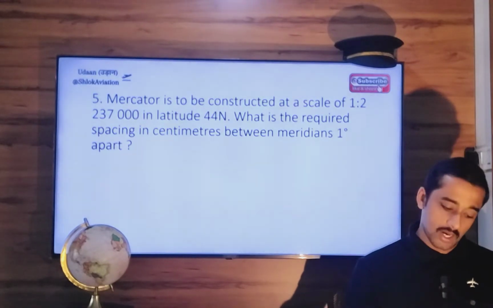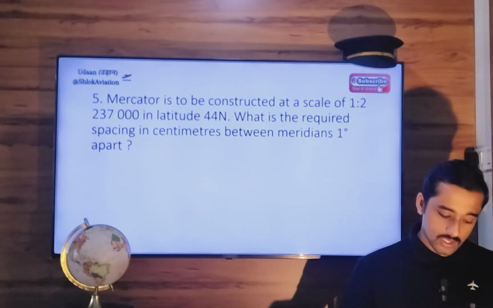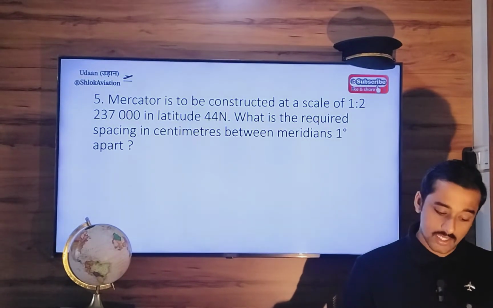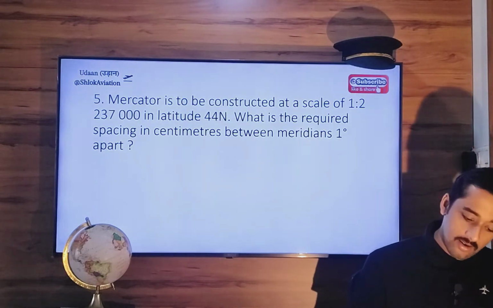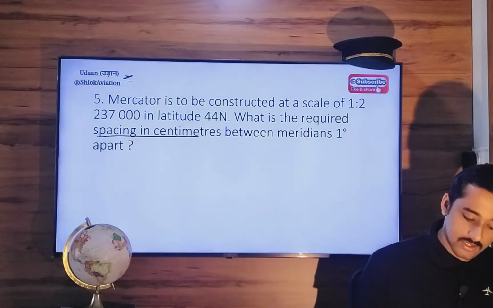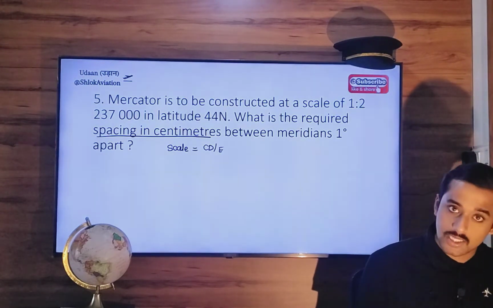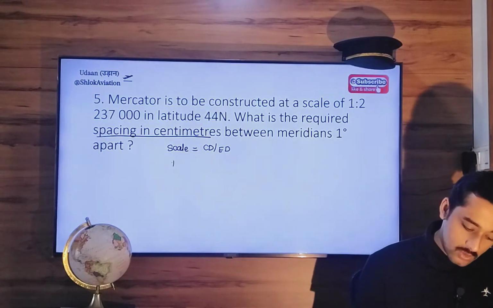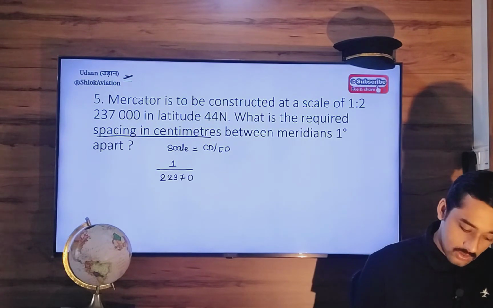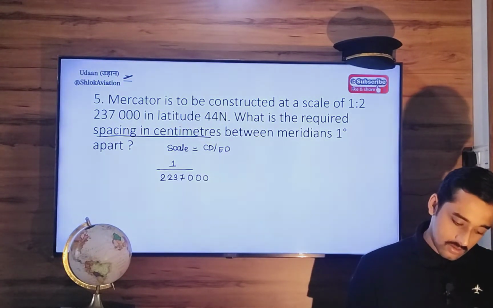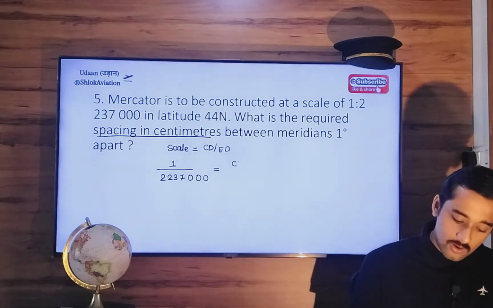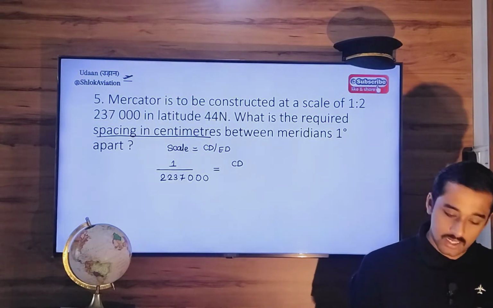Question number 5. A Mercator chart is to be constructed at a scale of so and so at latitude 44 north. What is the required spacing in centimeter between meridians which are 1 degree apart? So over here we have to find out chart distance. Scale equals chart distance upon earth distance, right? Scale is given to us, 1 divided by 2,237,000. Chart distance is what we have to find out in terms of centimeters.